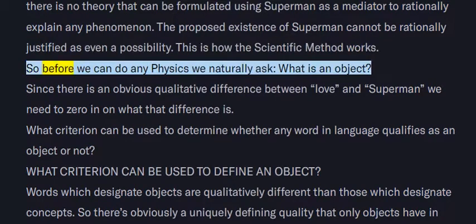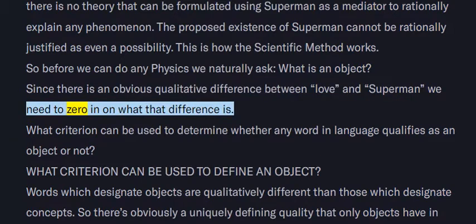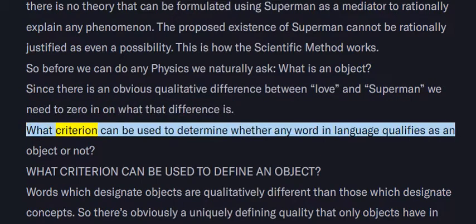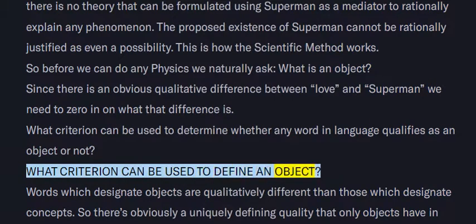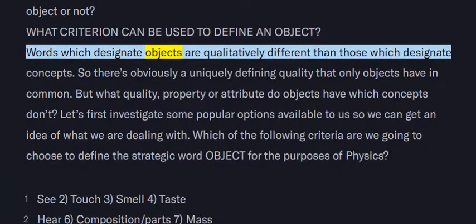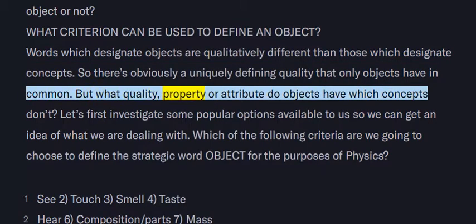So before we can do any physics, we naturally ask, what is an object? Since there is an obvious qualitative difference between love and Superman, we need to zero in on what that difference is. What criterion can be used to determine whether any word in language qualifies as an object or not? What criterion can be used to define an object? Words which designate objects are qualitatively different than those which designate concepts. So there's obviously a uniquely defining quality that only objects have in common. But what quality, property or attribute do objects have which concepts don't?